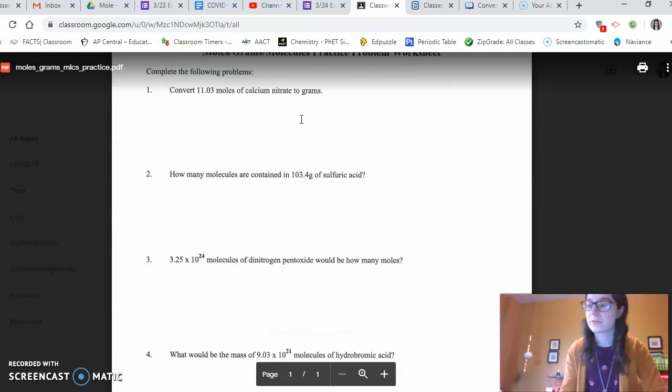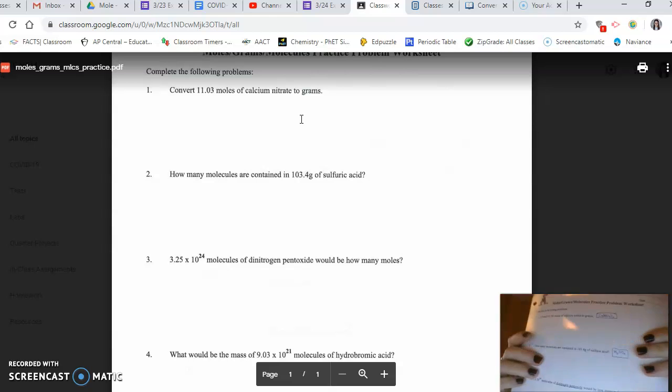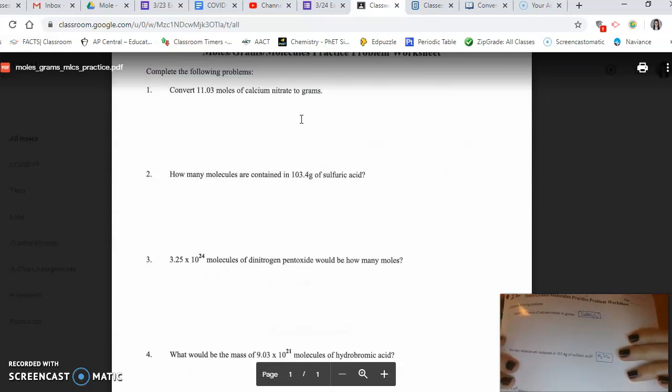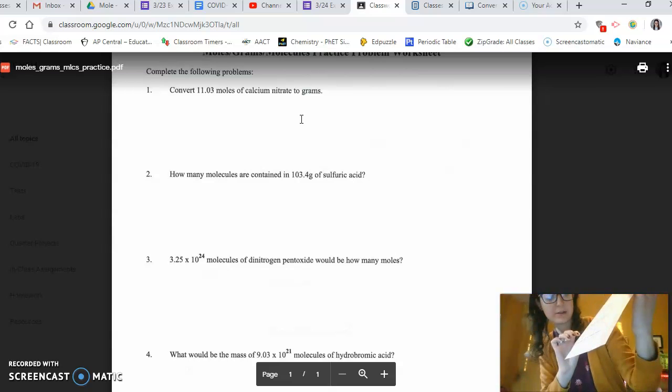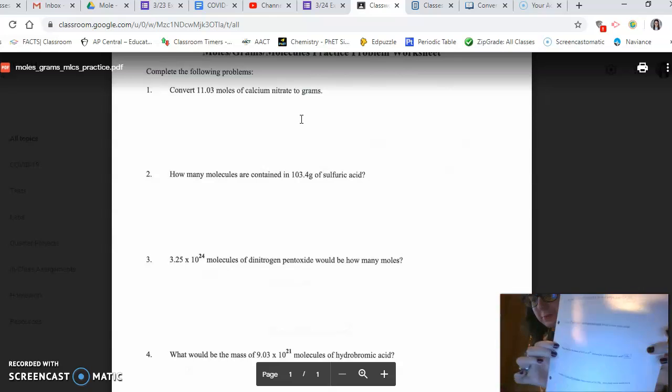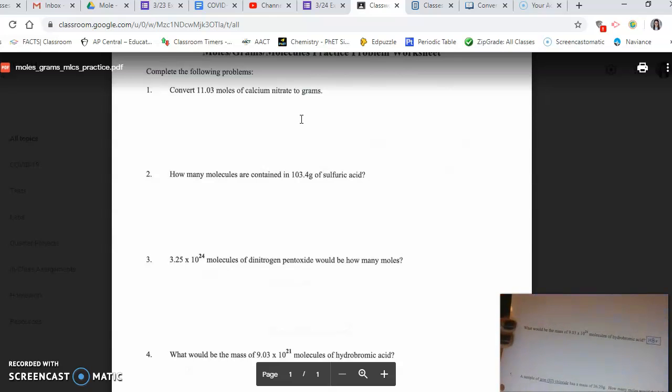So number 1, the chemical formula should be Ca, and then in parentheses NO3, and parentheses 2. So that looks like this. Number 2 is sulfuric acid, which is H2SO4, which you can see there. And number 4 is hydrobromic acid, which is HBr for the chemical formula.